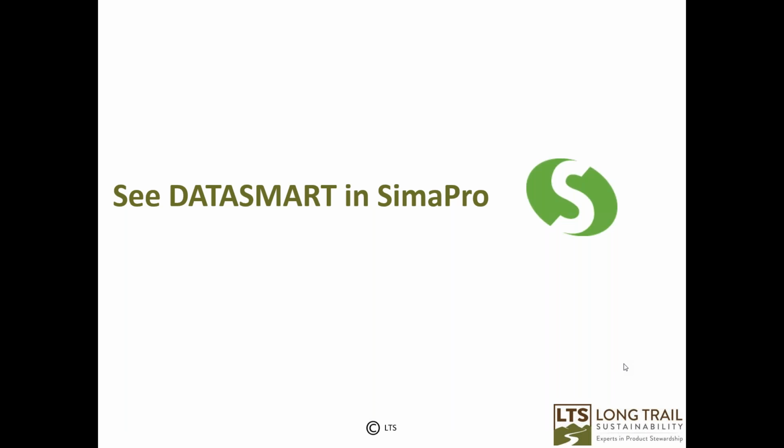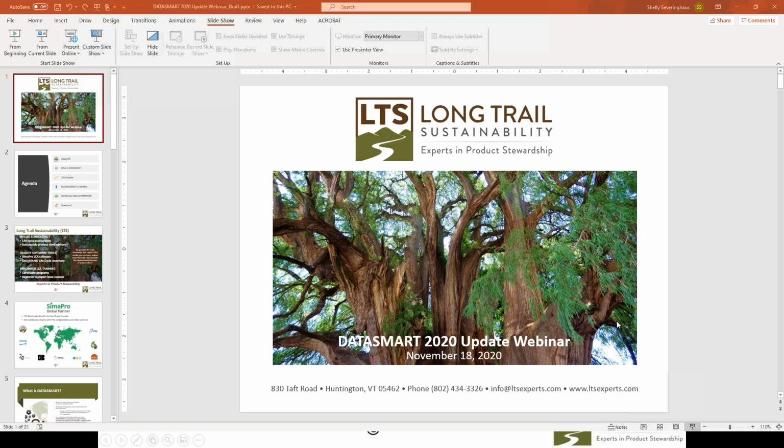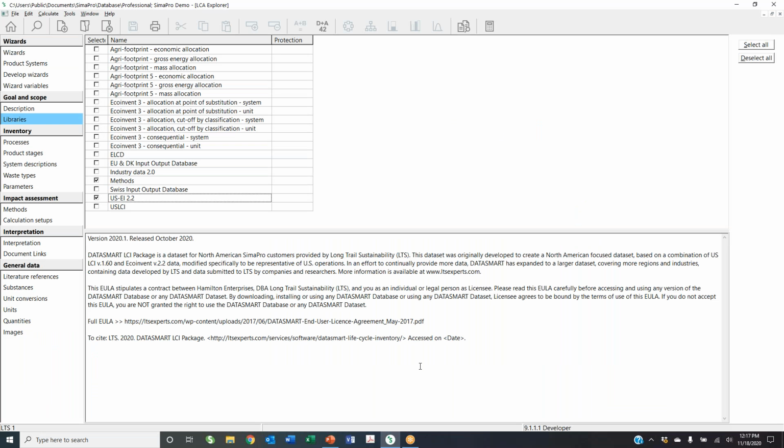So I'm now going to go ahead and open up SimaPro so we can view some of these changes directly in SimaPro. So I currently have SimaPro open already. I have a project open as well. Just like when you start any new project in SimaPro, you will be brought into the library section. When you have imported DATASMART, you will find it on the list here.